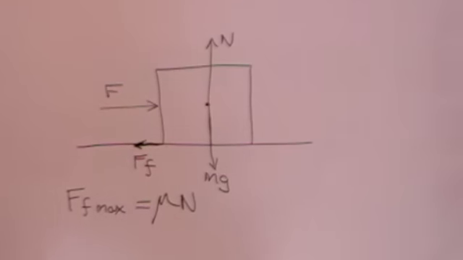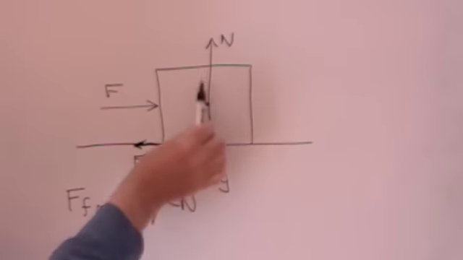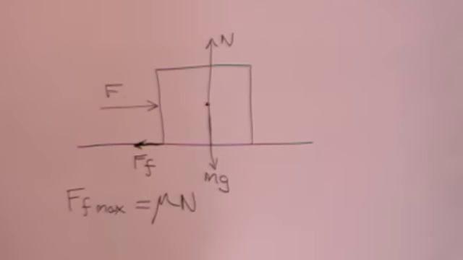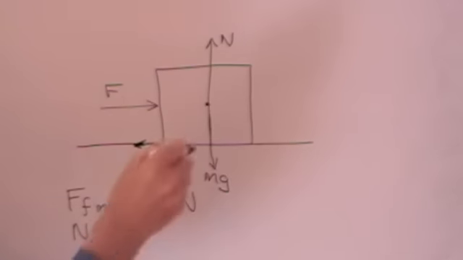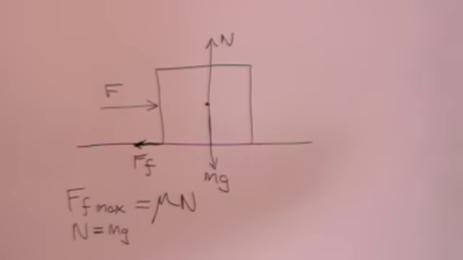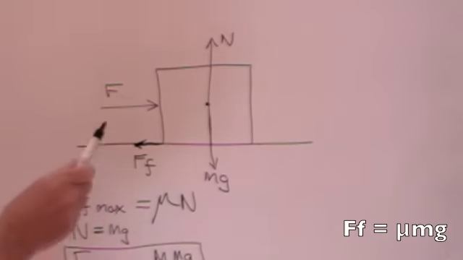And in this particular case, you can see that since the bookcase is not going to accelerate up or down, the net force in the vertical direction must be 0. And that means that N must equal mg, because N is going up, mg is going down. They must be the same so that the net force is 0. And so we can see that the maximum frictional force is going to equal mu mg. So when your force against the bookcase exceeds mu mg, the bookcase will begin to move.